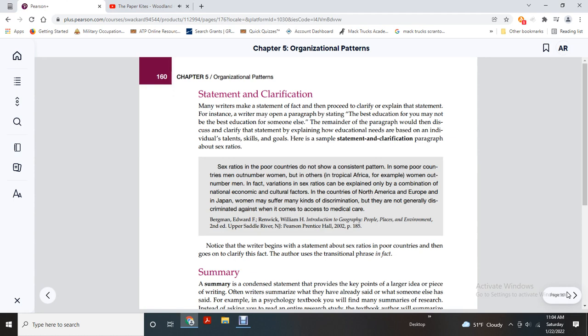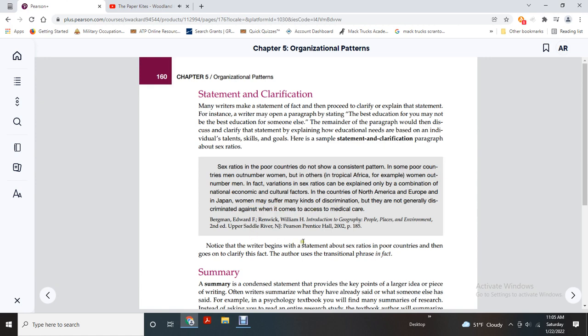Here's an example statement and clarification paragraph about sex ratios. Sex ratios in poor countries do not show consistent patterns. In some poor countries men outnumber women, but in others, tropical Africa for example, women outnumber men. In fact, the variation in sex ratio can be explained only by a combination of national economic and cultural factors. In countries of North America, Europe, and Japan, women may suffer many kinds of discrimination, but they are not generally discriminated against when it comes to access to medical care.